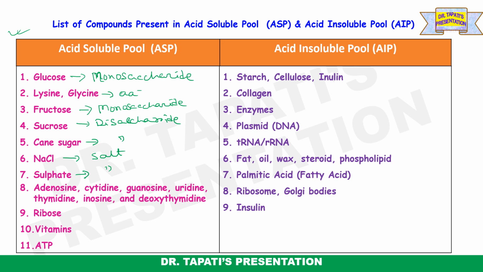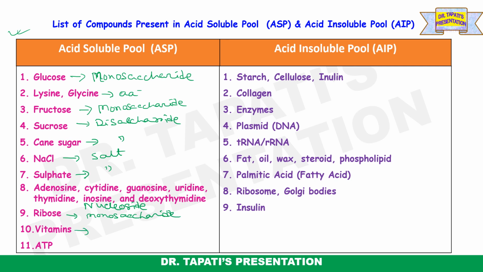Adenosine, cytidine, guanosine, uridine, thymidine, inosine, and deoxythymidine. These are nucleosides. Nucleoside means nitrogen base attached with ribose sugar or deoxyribose sugar. So this is also a biomicromolecule. So nucleosides are present in the acid soluble pool. Ribose is a pentose sugar and this is a monosaccharide. So obviously it is present in the acid soluble pool.